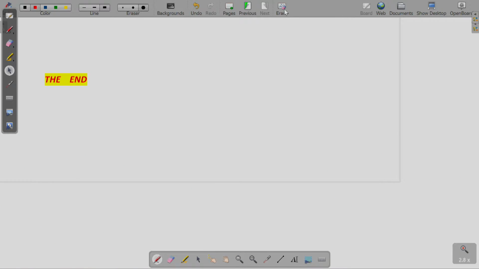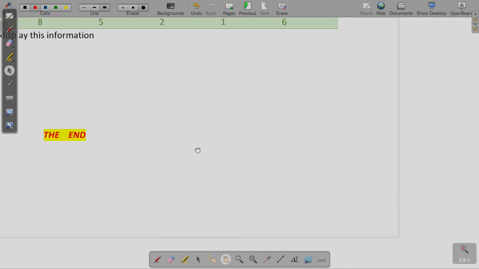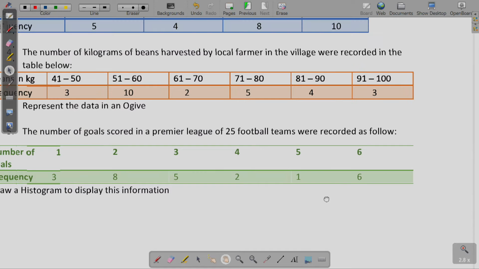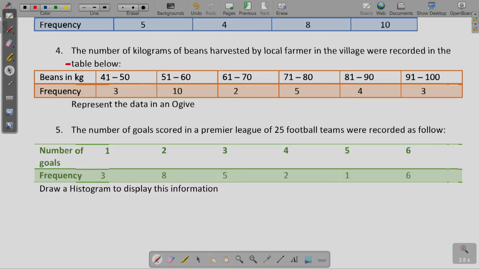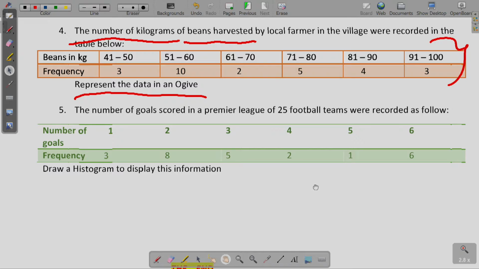Let's now move to the fourth question. The number of kilograms of beans harvested by a local farmer in the village were recorded in the table below. This table represents the data in an ogive. Here we have a frequency distribution table. Now we have to draw an ogive to represent this data, also called the cumulative frequency curve.